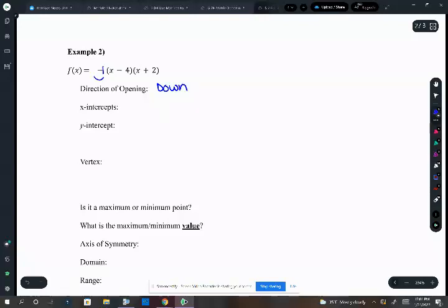To find our x-intercepts, we're going to take our factors and set them equal to 0. So I'm just going to do that over to this side. We go x minus 4 equals 0 and x plus 2 equals 0. We add 4 to both sides to get x equals 4. So our first x-intercept is 4, 0. For the other one, we subtract 2 from both sides to get x equals -2. So our second x-intercept is at -2, 0.